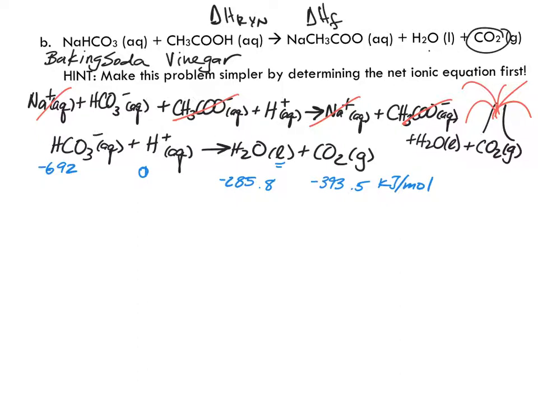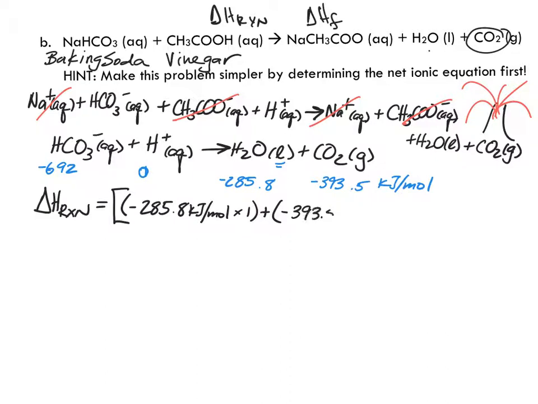Okay, so now we're going to sum up the delta H's of the products and subtract that from the sum of the delta H of the reactants. So the delta H of the reaction is equal to the sum of the products. So that's water, negative 285.8 kilojoules per mole, and there's only one water. And then carbon dioxide, negative 393.5 kilojoules per mole. And there's only one carbon dioxide. All of that will be minus the reactants. And you wouldn't normally need to write this all out, but I'm going to just for the sake of showing you how it would all piece together.